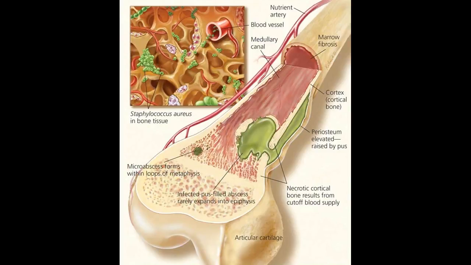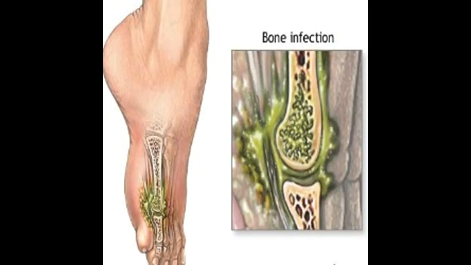Osteomyelitis. The best treatment options. Osteomyelitis is an infection in a bone. Infections can reach a bone by traveling through the bloodstream or spreading from nearby tissue. Infections can also begin in the bone itself if an injury exposes the bone to germs.